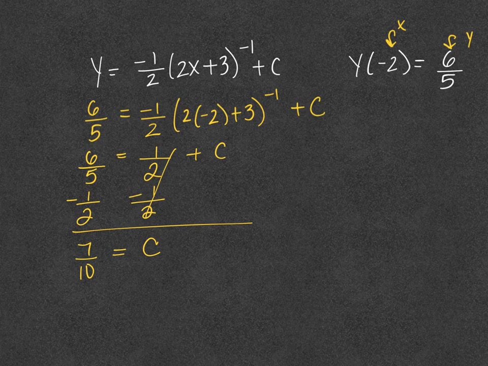So that leaves me with my final answer of y equals negative 1/2 2x plus 3 to the negative 1 power plus 7/10.